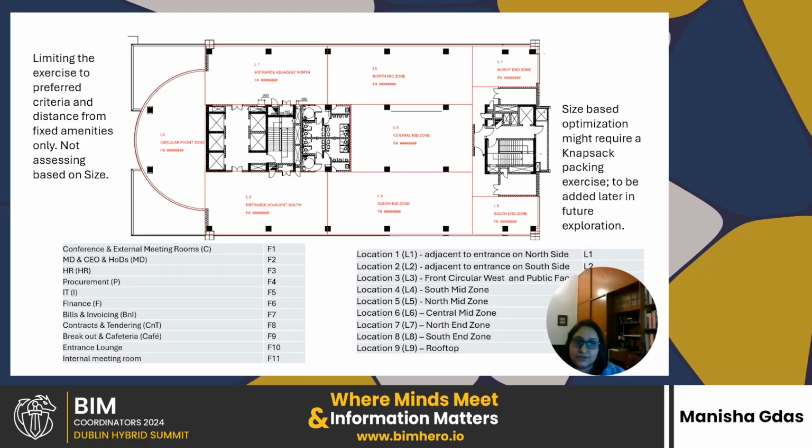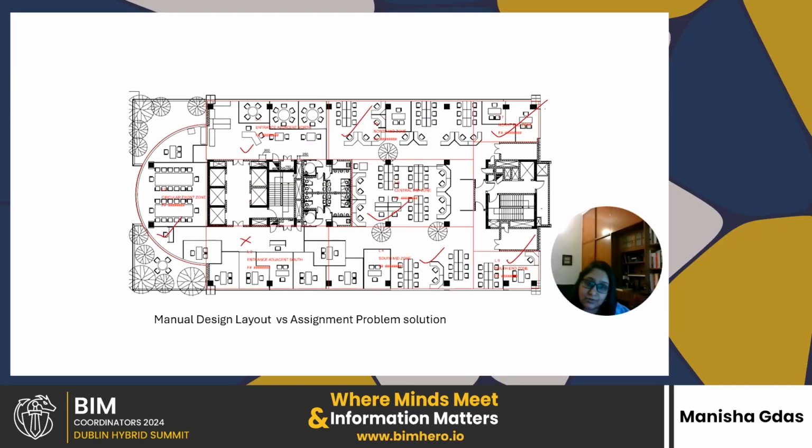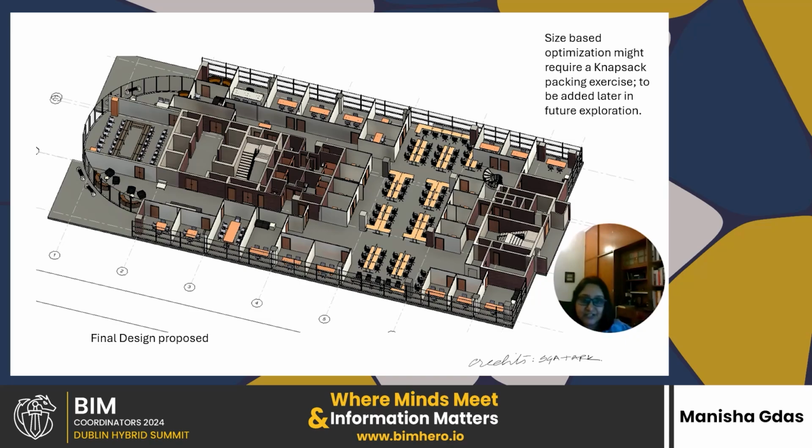Other than meta-heuristic algorithms, we're also exploring linear programming, transportation, and assignment problems. Furthermore, we're looking at networking algorithms, random forests, etc. In this particular exercise, we were looking at allocation of spaces to the correct zone using a very simple assignment problem. So we're experimenting with how simple algorithms can also be utilized for design exercises. This was one such exercise, and this was the application of the assignment problem solution to the floor plan.